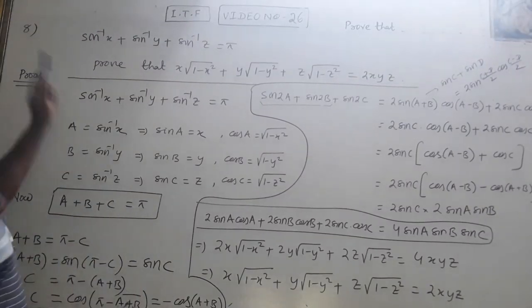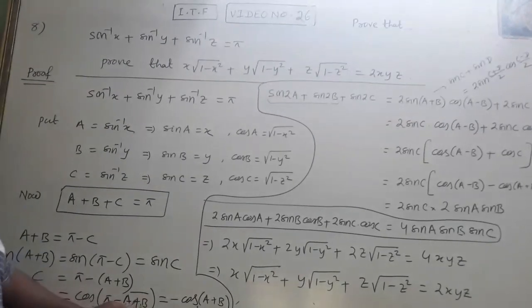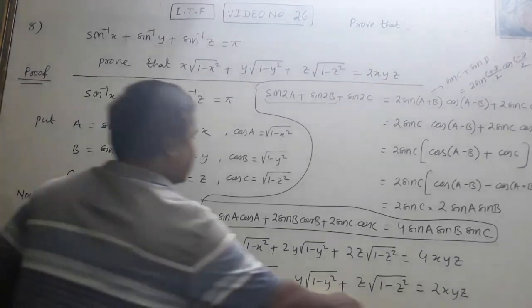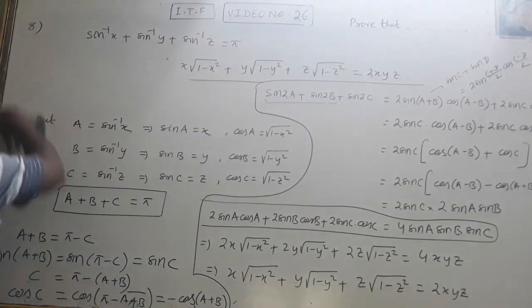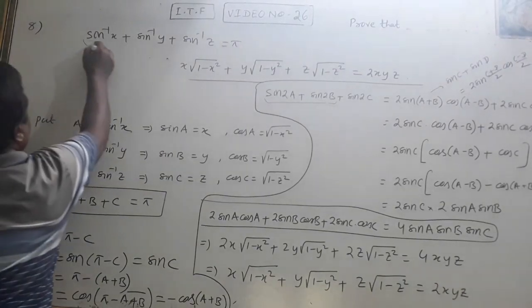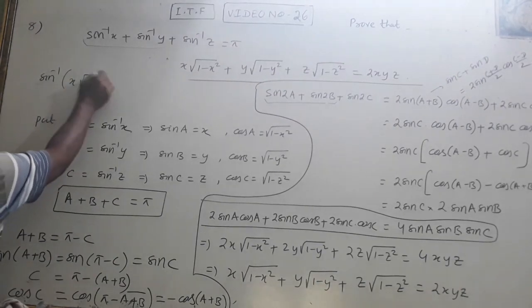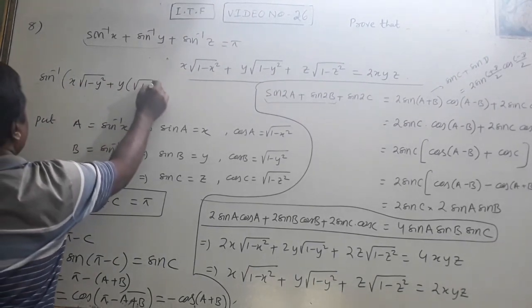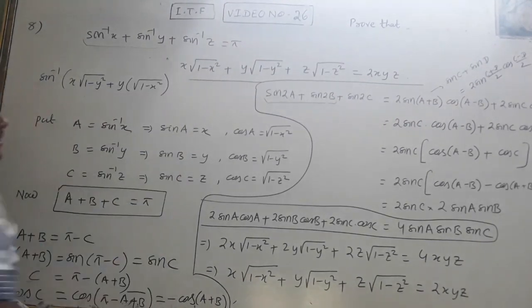Here look at me. Don't apply the formula for sin inverse x plus sin inverse y. If you apply it, then the result is sin inverse of x root of 1 minus y square plus y root of 1 minus x square. But in your question, it asks for x into root of 1 minus x square, so that is the problem.